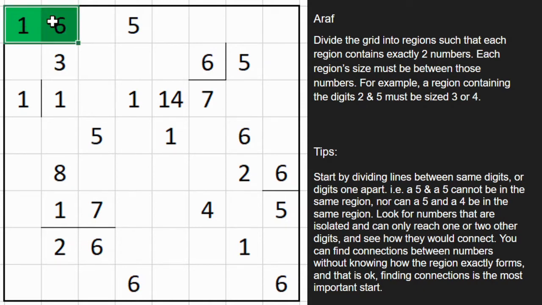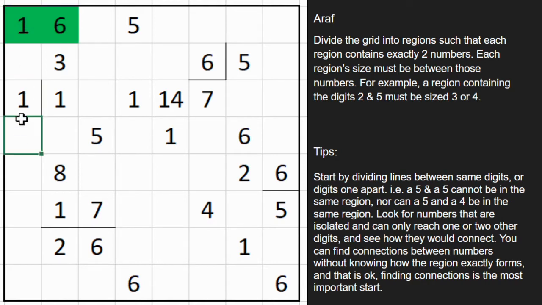Now that could be the region, right? That's a size 2. But it also could be 3, 4, or 5, right? It could come out like that. It could come out like that. So we don't quite know how the rest of that region goes, but we can come back to that. We just know that these two numbers have to connect. So that's a good start.